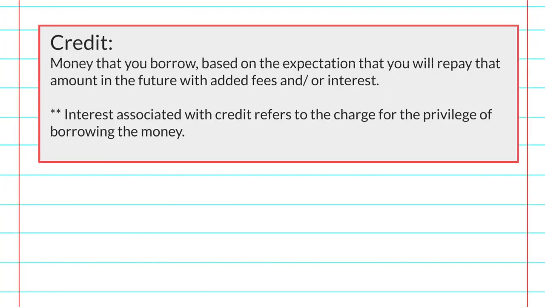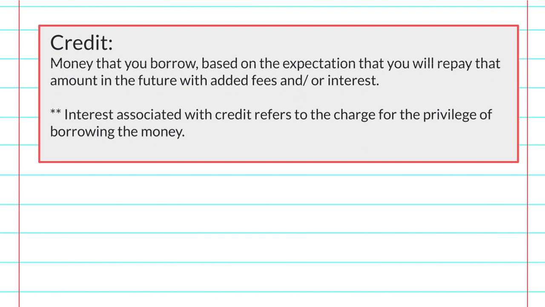Credit is money that you borrow based on the expectation that you will repay that amount in the future with added fees and or interest. So the interest associated with credit refers to the charge for the privilege of borrowing the money. So interest with credit is more money you have to pay back.